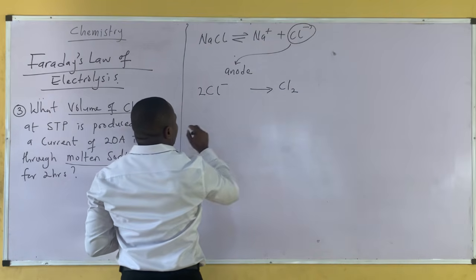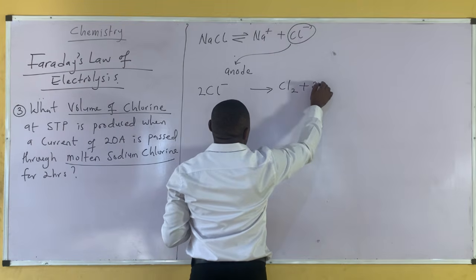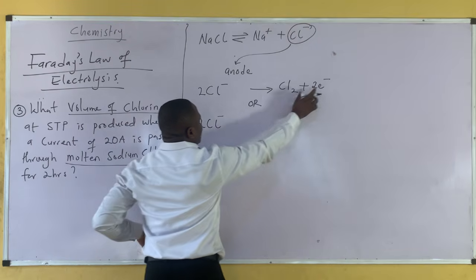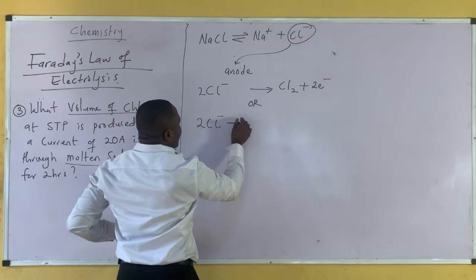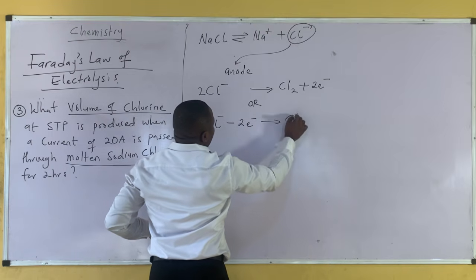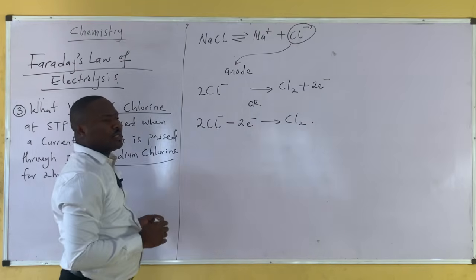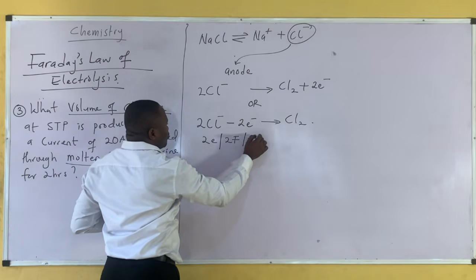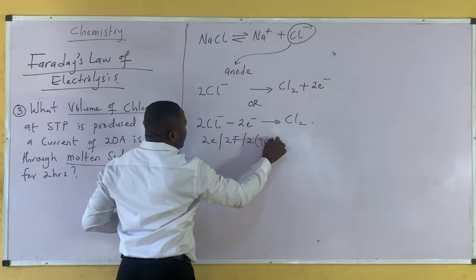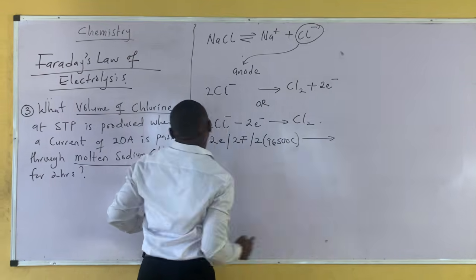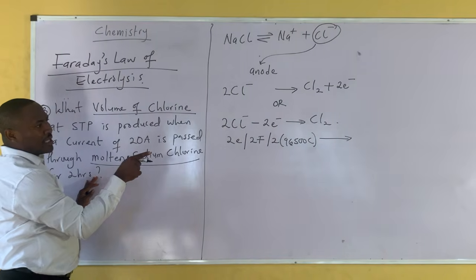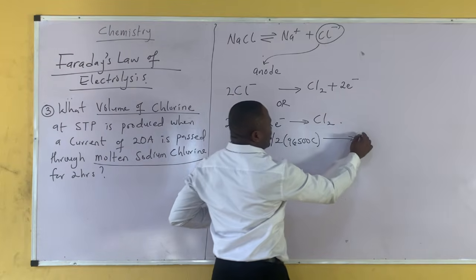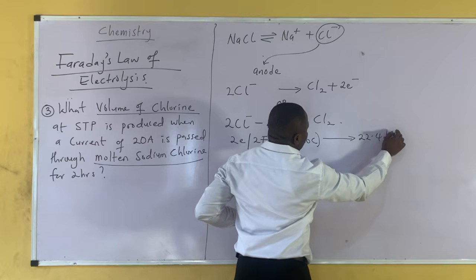Balance this up, this will be 2Cl-, bring this one here, minus 2e- to give us Cl2. So this means that 2 electrons, or 2 Faraday, or 2 times 96500 coulombs, will give us, now we are not solving the mass of chlorine, we are solving the volume of chlorine gas, so it will be 22.4 dm³.